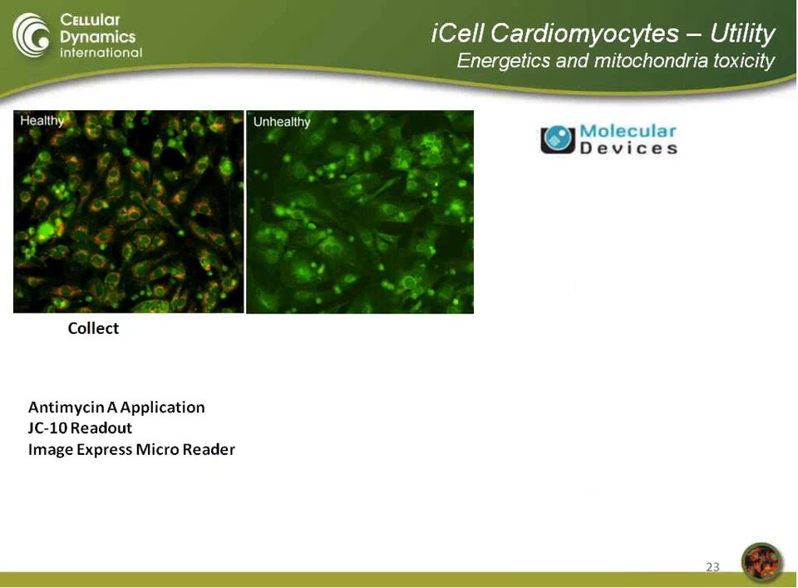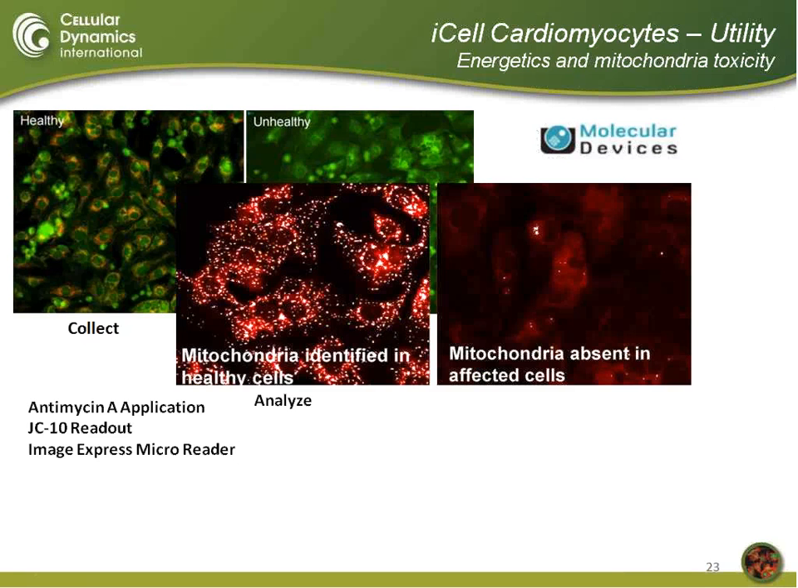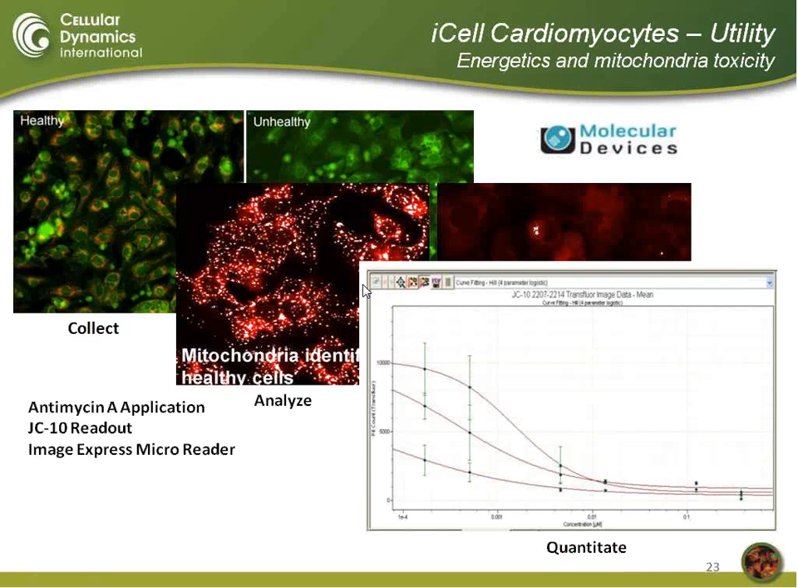So continuing with bioenergetics, we have from Molecular Devices on the ImageXpress microreader, just a JC-10 readout of the mitochondrial membrane potential, showing both healthy and cardiomyocytes treated with antimycin A. So as you can see, we have a large number of mitochondria showing up here in orange that are not present after the treatment with antimycin A, which blocks complex 3 in the mitochondria. So we can then go in and analyze using the ImageXpress software and quantitate just to get our dose response of antimycin A and the bioenergetics of the cells.